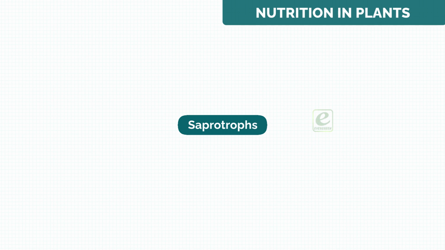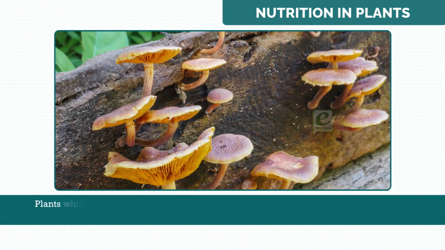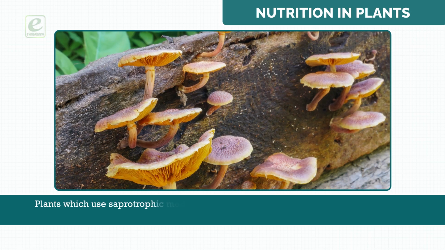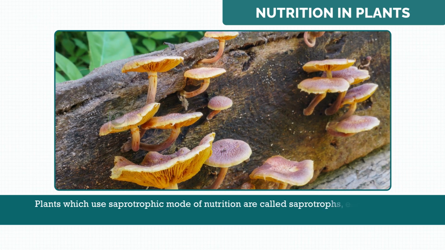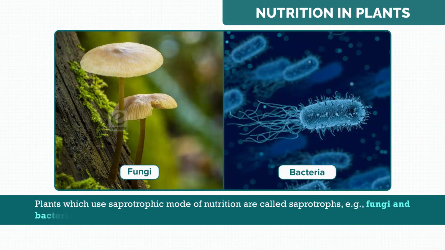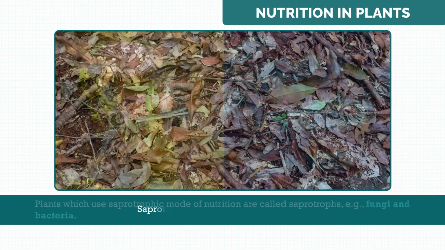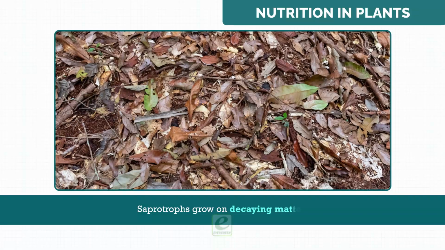Saprotrophs. Plants which use saprotrophic mode of nutrition are called saprotrophs. Example, fungi and bacteria. Saprotrophs grow on decaying matter.